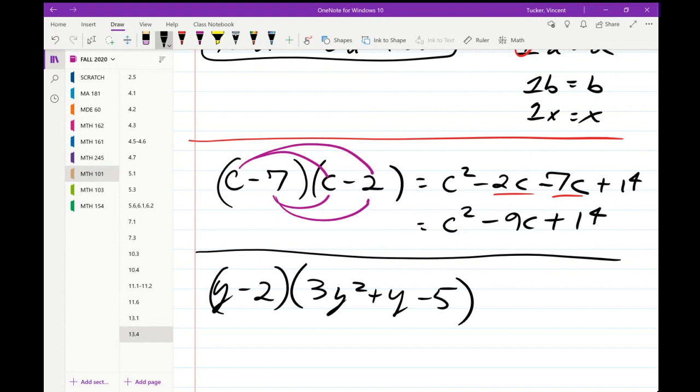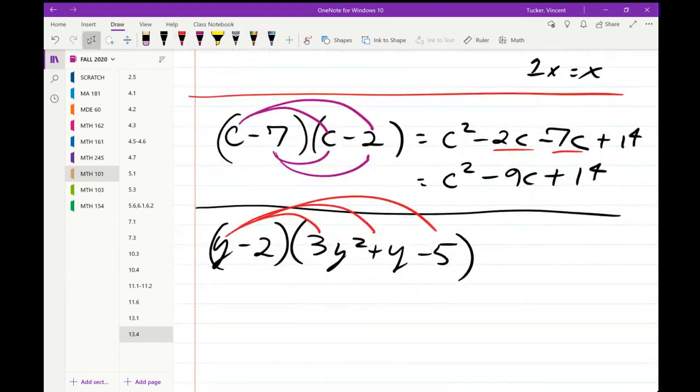That's what this section is about, just different variations of multiplying your polynomials. Like I said, if you can hold true to the idea that whatever's in this first set of parentheses needs to be distributed to each term in the following, you'll be all right. So here we have y minus 2 times 3y squared plus y minus 5. So y times 3y squared is 3y cubed. y times y is y squared. y times negative 5 is negative 5y.